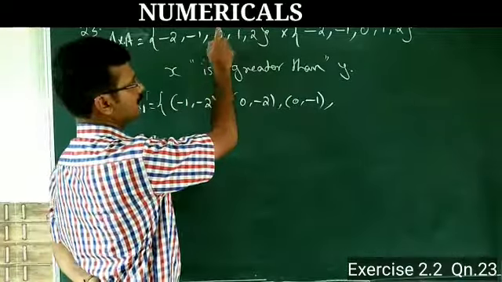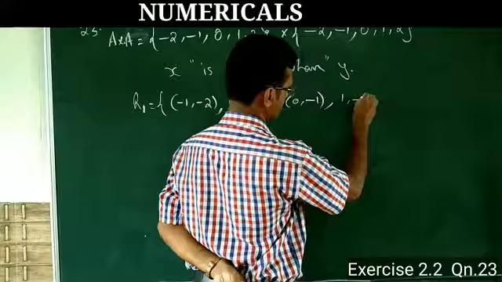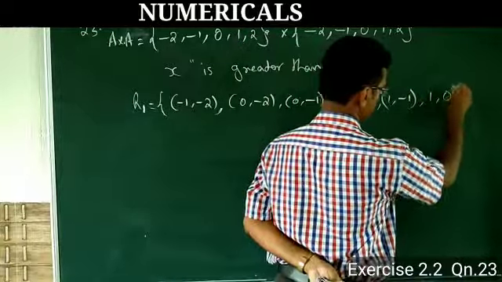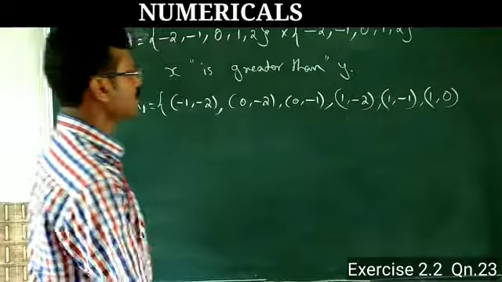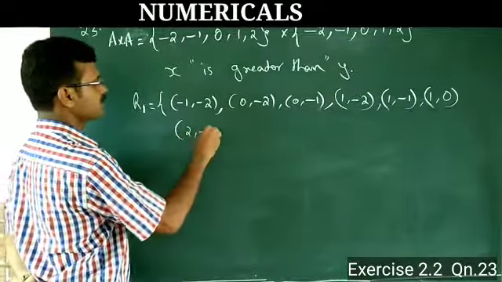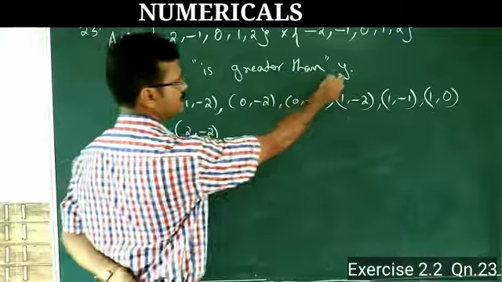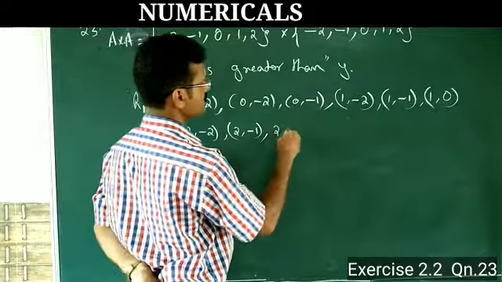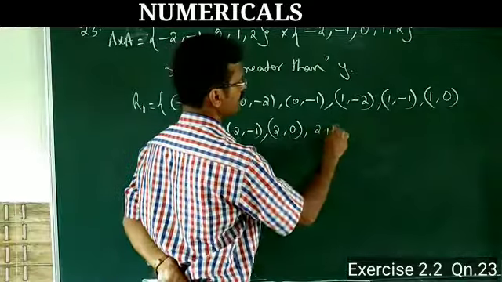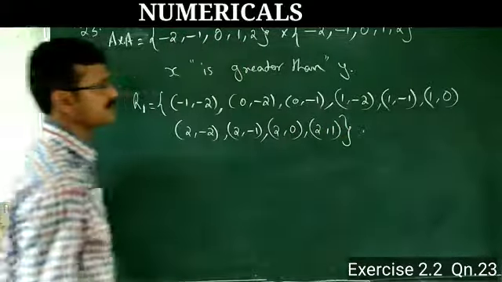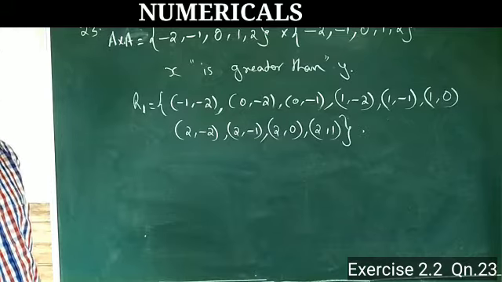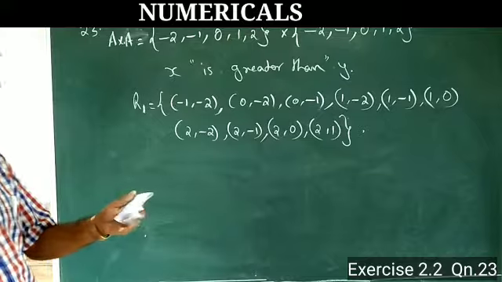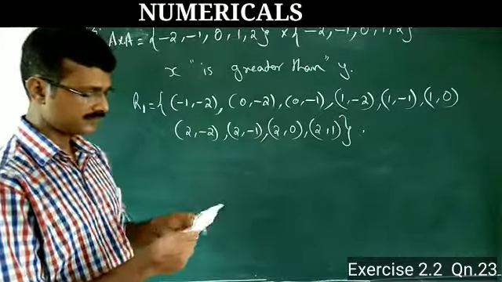With 1: 1 is greater than -2, 1 is greater than -1, 1 is greater than 0. Now with 2: 2 is greater than -2, 2 is greater than -1, 2 is greater than 0, 2 is greater than 1. Yes, these are the elements of this particular relation. That is the first part of the relation, question number 23.